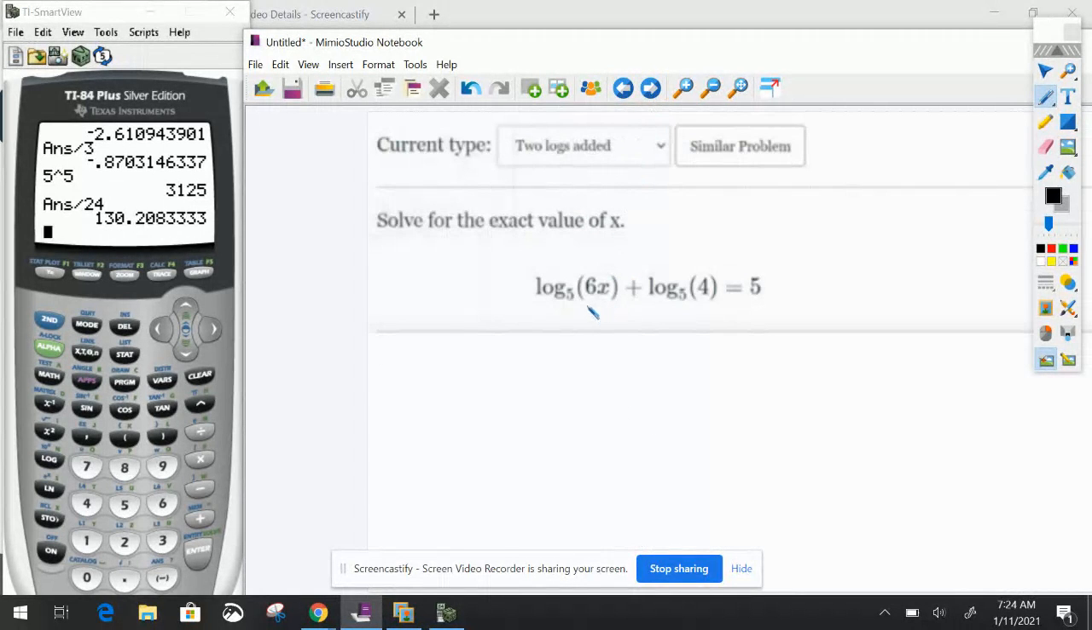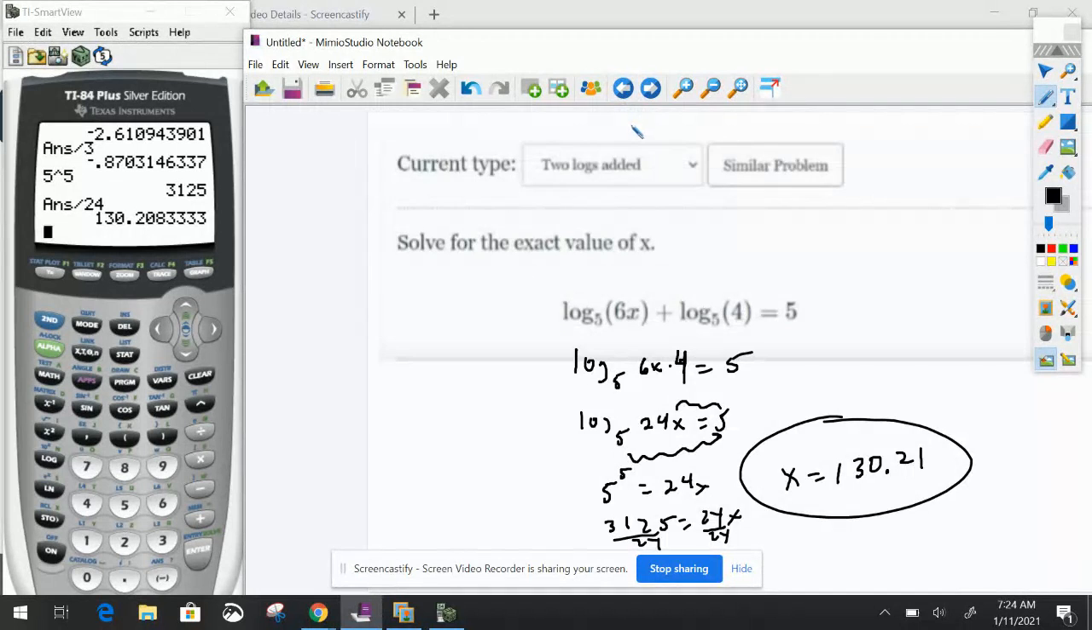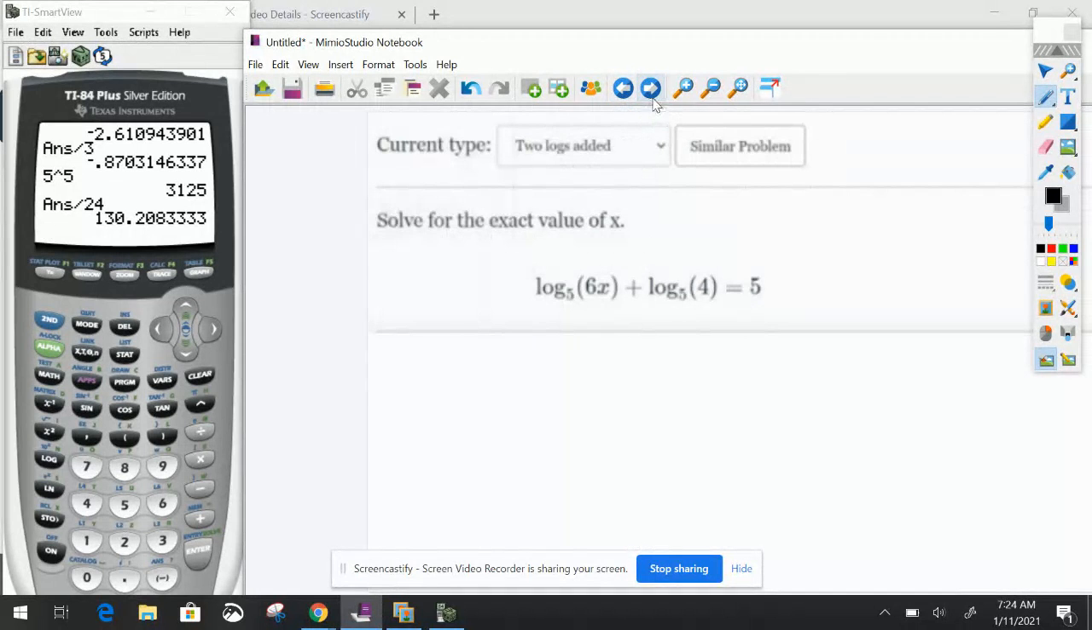That's the same exact problem, isn't it? Yeah, that's the same exact problem. We're not going to do that one.